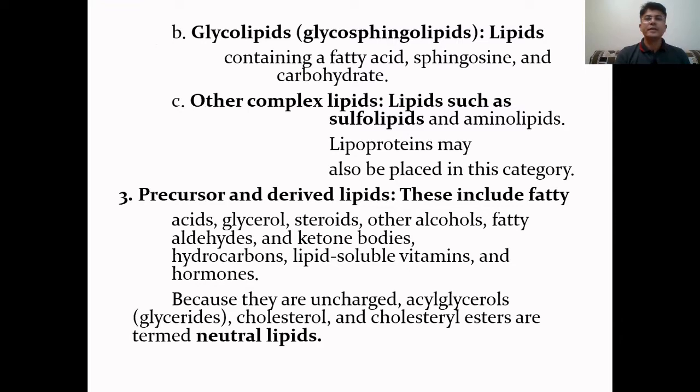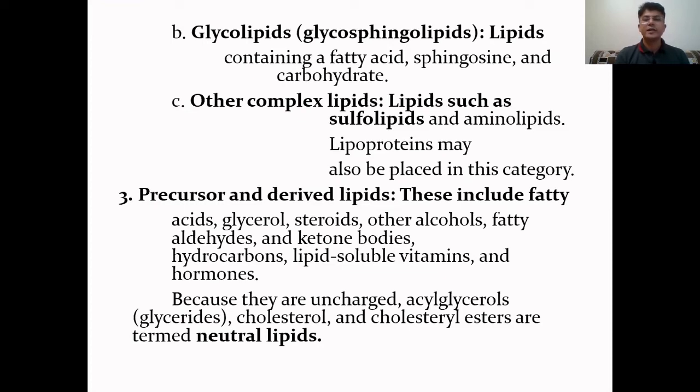Glycolipids are the lipids which contain fatty acids, sphingosine, and a carbohydrate residue. Other complex lipids include sulfolipids and aminolipids. Lipoproteins also may be placed in this category. The third class is that of precursor and derived lipids. These include fatty acids, glycerol, steroids, other alcohols, fatty aldehydes and ketone bodies, hydrocarbons, lipid-soluble vitamins, and hormones.